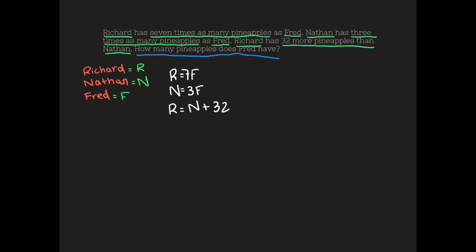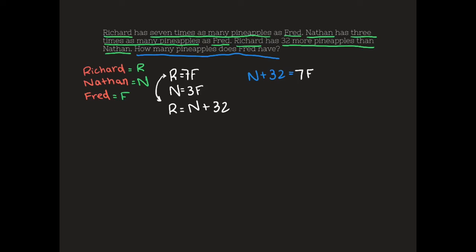Immediately we see that we have 2 R values. That means we can take these 2 values and set them against each other, because R equals N plus 32 and R equals 7F. So we can set up another equation like this: N plus 32 is equal to 7F. That will be our equation. Now let's solve this problem.